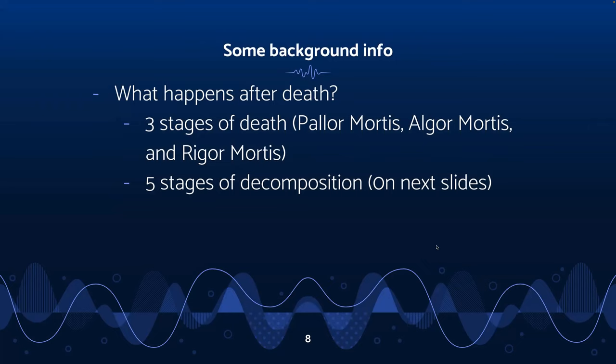All right, so some background info. What happens after death? There are three mortis stages: pallor mortis, algor mortis, and rigor mortis. In entomology, these aren't as important. I also do not recommend that you Google them. You can Google them at your own risk, but I highly do not recommend it. And then there are five stages of decomposition.